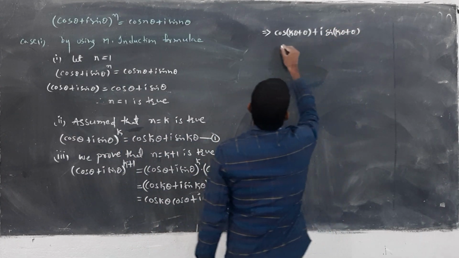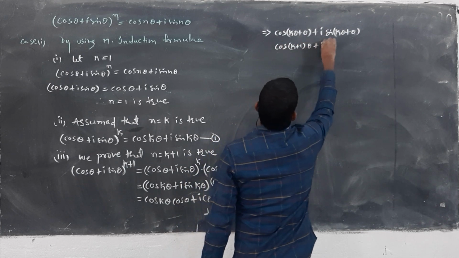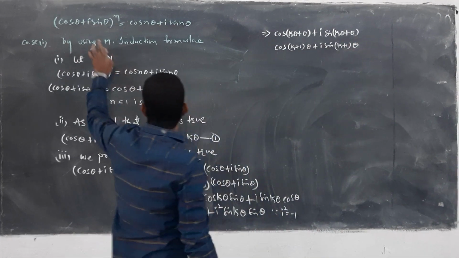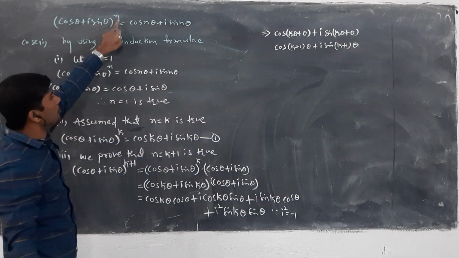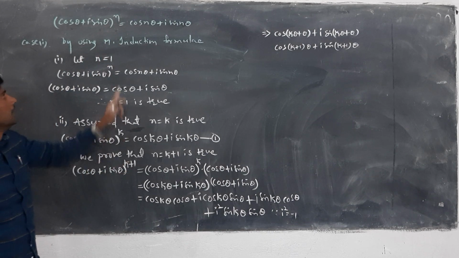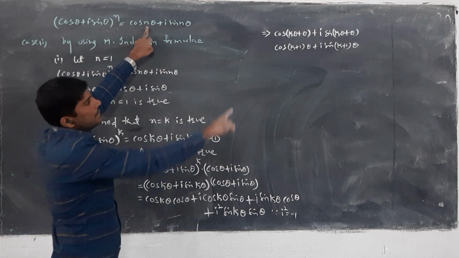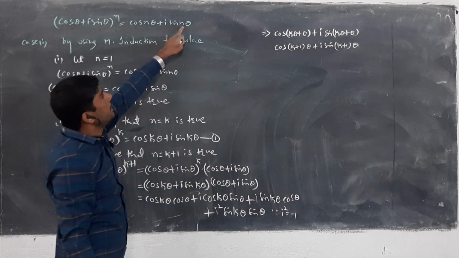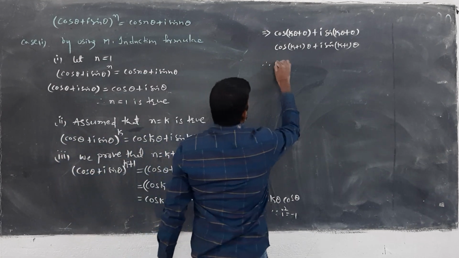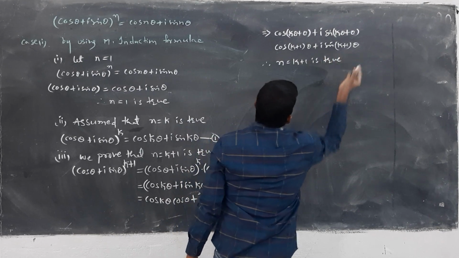So here theta is common: cos of (k plus 1) theta plus i sin (k plus 1) theta. In place of n, (cos theta plus i sin theta) whole power of n is equal to (cos theta plus i sin theta) whole power of k plus 1. So in place of n we have k plus 1, so cos (k plus 1) theta plus i sin (k plus 1) theta. Therefore n is equal to k plus 1 is true for the given statement.